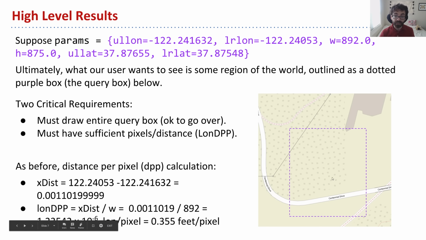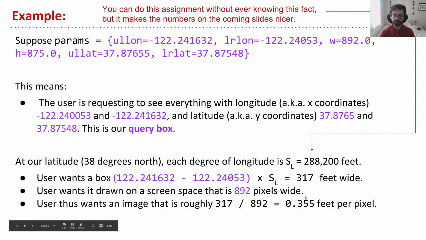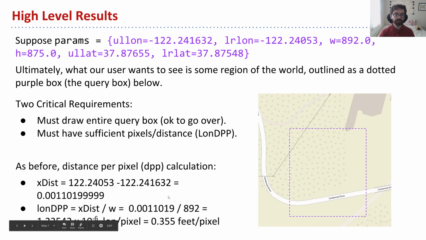And the second thing is, in addition to getting total coverage, we also need to make sure that we have enough pixels per distance in what we call lon DPP. What's lon DPP? Well, that's just this here, 0.355 feet per pixel. And you can either conceptualize it in feet per pixel or you can think of it as longitude units per pixel. Either way, up to you. So you can think of it as 1.23542 times 10 to the minus 6 longitude units per pixel, or I like to think of it in terms of feet because I actually know what those are.